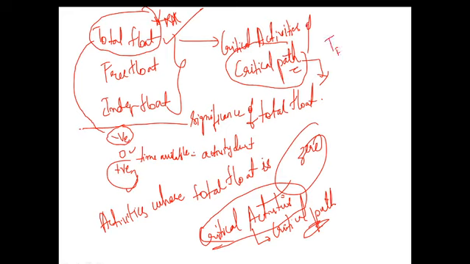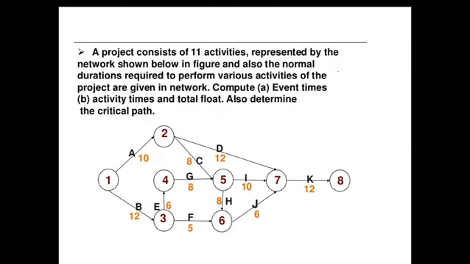Total float is greater than free float, which is greater than independent float. So the value of independent float will not be more than free float. Okay. So, let us see one numerical example on this: how to calculate total float, free float and independent float.